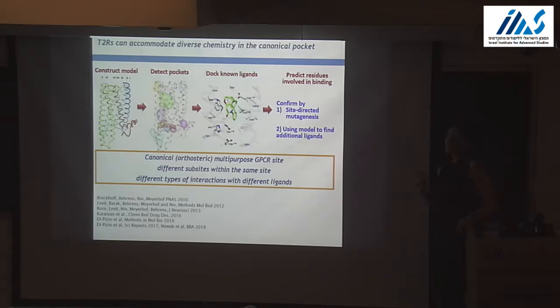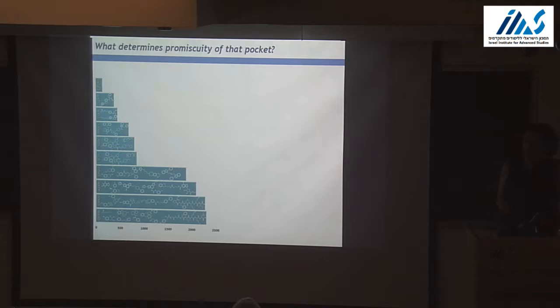So basically, of course, it does not exclude the existence of additional potential binding pockets, but at least from what we saw in several works, the main way of binding is through the canonical orthosteric site, similar to family A, but there are different subsites within this binding site, and there are different types of interactions with different ligands, which allows for accommodating multiple dissimilar agonists.